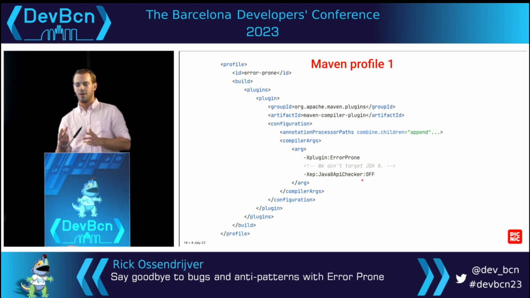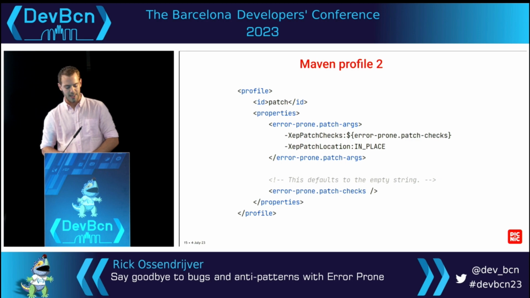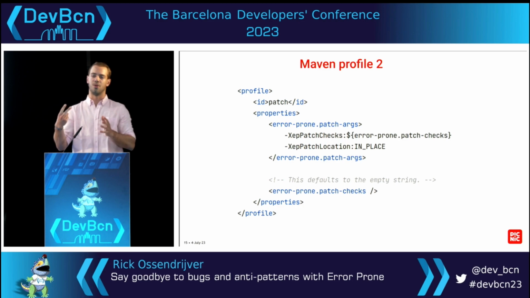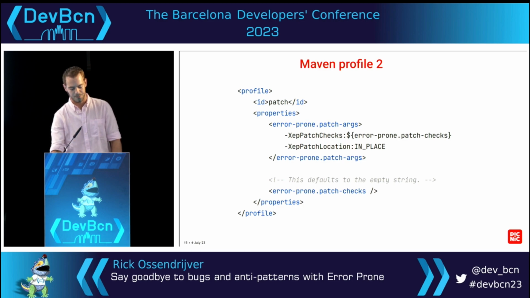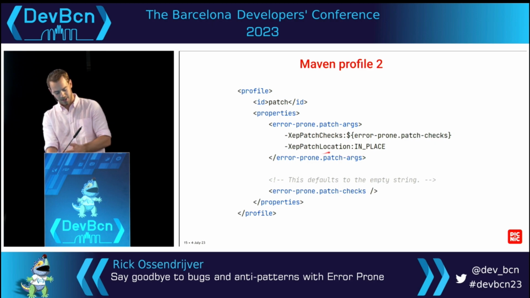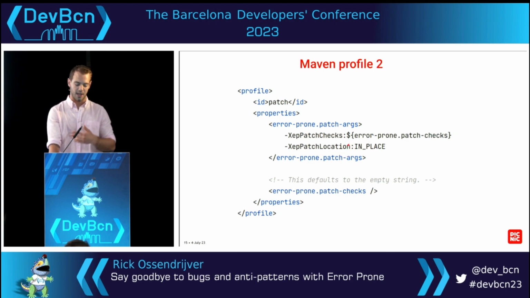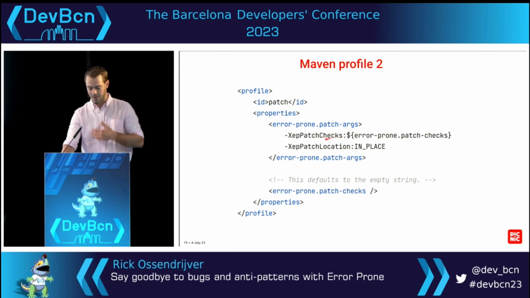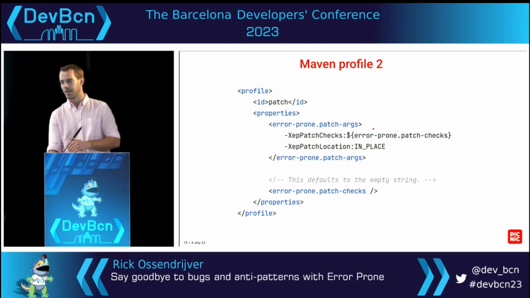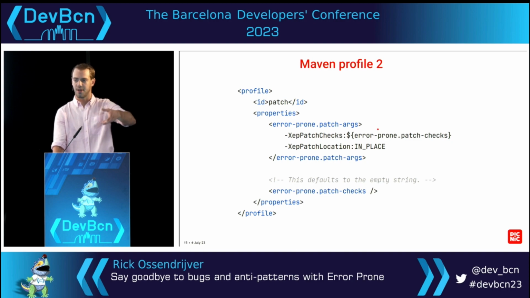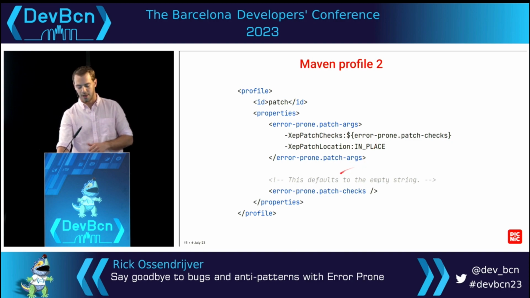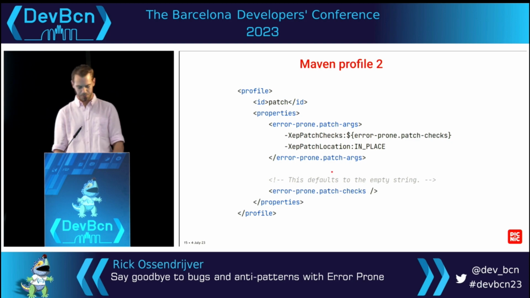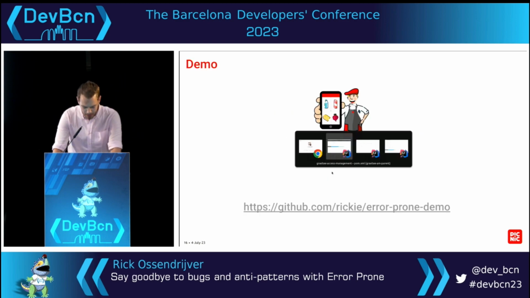The other profile is also on top of the error-prone profile, and that is the patch profile. Here we say, run the Error Prone checks that we want to run, but run them in patch mode. Here we specify the patch location, and because we say in place, it will know that it should actually update your source file. And we have here the patch checks, which we will use later on. Here we can say we want to run this specific Error Prone check in patch mode, or if you don't specify anything, it will default to the empty string, which means that it will run all the Error Prone checks. Okay, let's go to the demo.